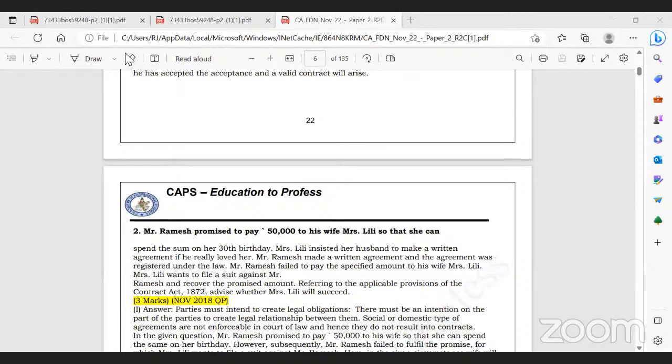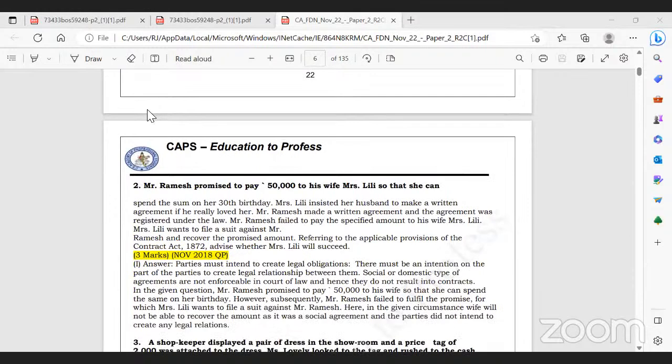Okay, read it, Mr. Ramesh. Mr. Ramesh promised to pay 50,000 to his wife, Mrs. Lily, so that she can spend the sum on her birthday, on the 30th birthday. Mrs. Lily insisted her husband make a written agreement if he really loved her. Mr. Ramesh made a written agreement, and the agreement was registered under the law. Mr. Ramesh failed to pay the specified amount to his wife, Mrs. Lily. Mrs. Lily wants to file a suit against Mr. Ramesh and recover the promised amount. Referring to the applicable provisions of the Contract Act 1872, advise whether Mrs. Lily will succeed.